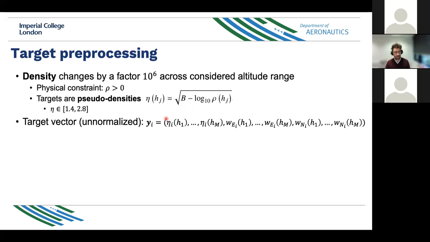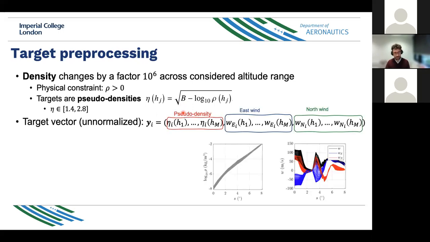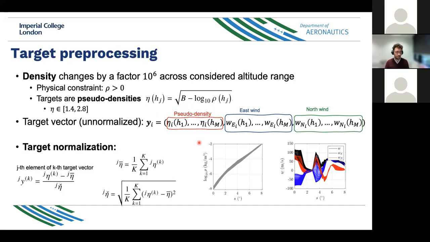This is the resulting target vector, which is a concatenation of pseudo-density and wind components discretized over the set of altitudes that I was showing earlier. And then we perform the usual normalization by subtracting the mean over the samples and dividing by the standard deviation.